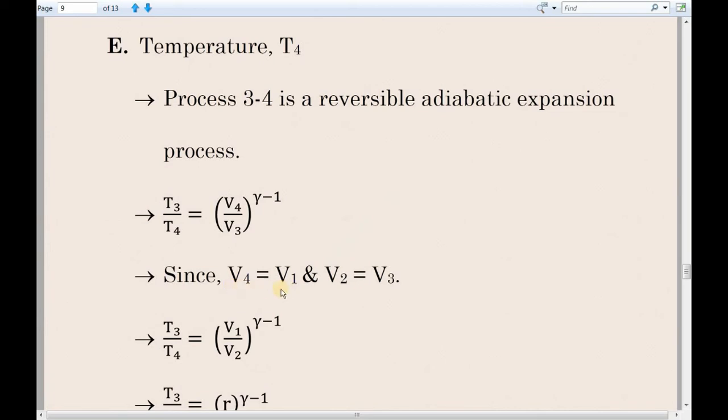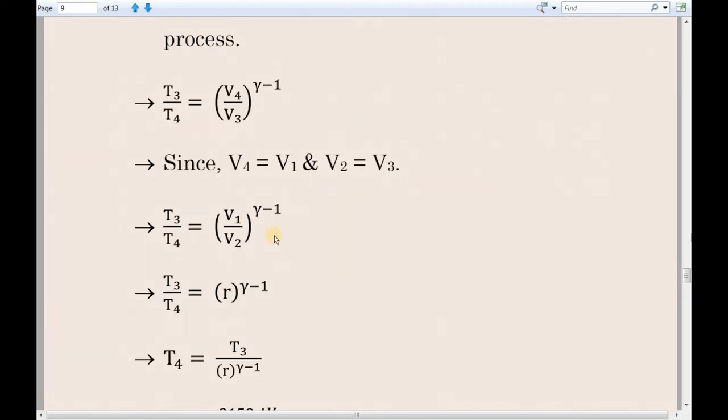Therefore, V4 is equal to V1. So, in this RHS, we can replace V4 by V1 and V3 by V2. And the next step will be T3 by T4 is equal to (V1 by V2) whole to the power of gamma minus 1. In this RHS, V1 by V2 is nothing but the compression ratio R. So the next step will be T3 by T4 is equal to R to the power of gamma minus 1.